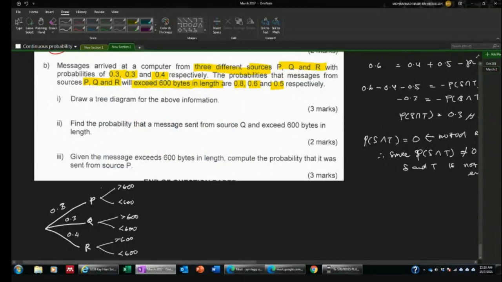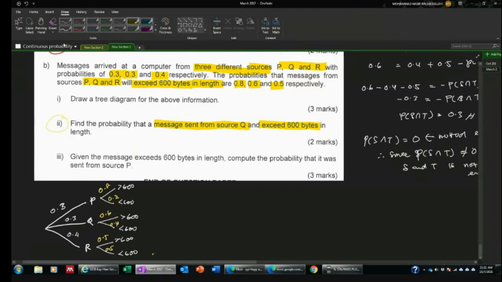So let's use another color. More than 600, exceed 600. For P is 0.8, and this is 0.2, and this is 0.6, 0.4, 0.5, 0.5. So the tree diagram, we already drew a tree diagram, so 3 marks here. Very simple.